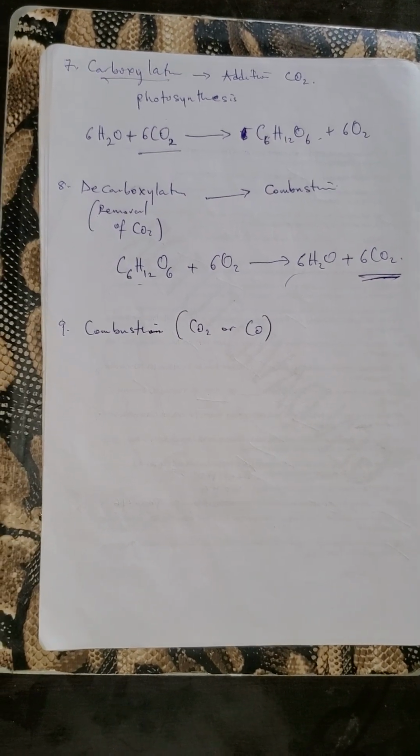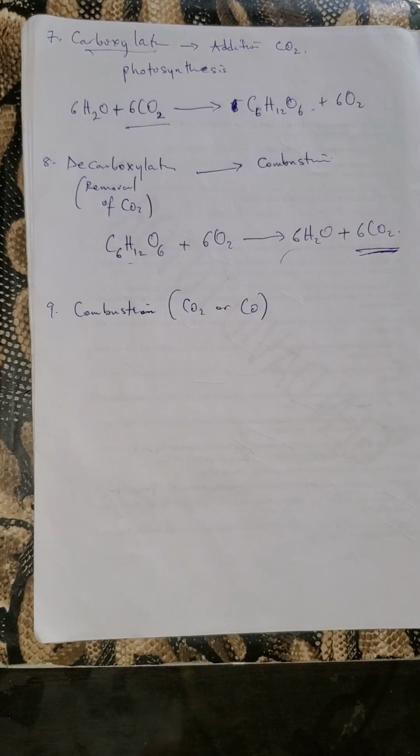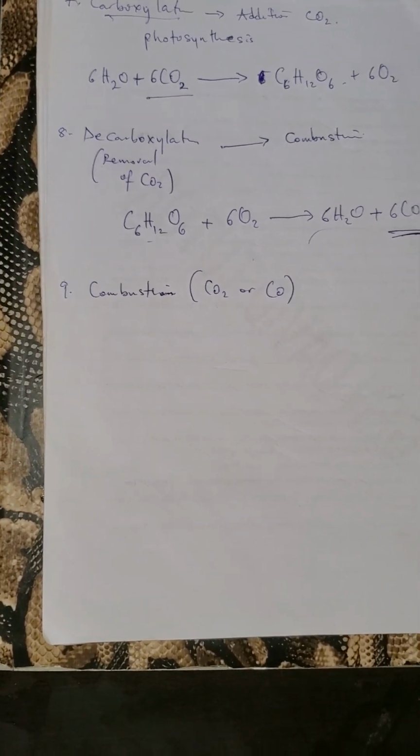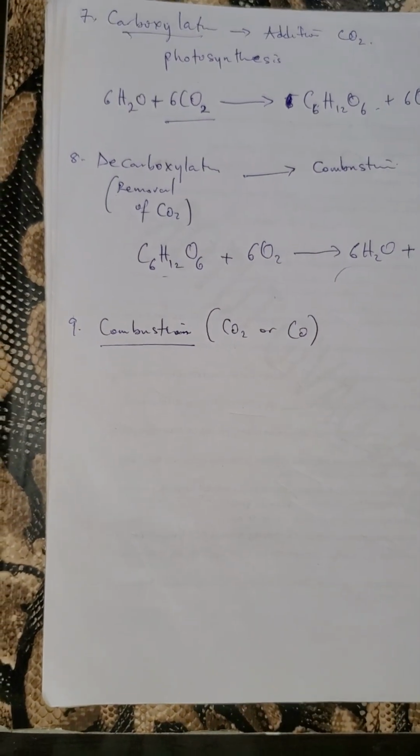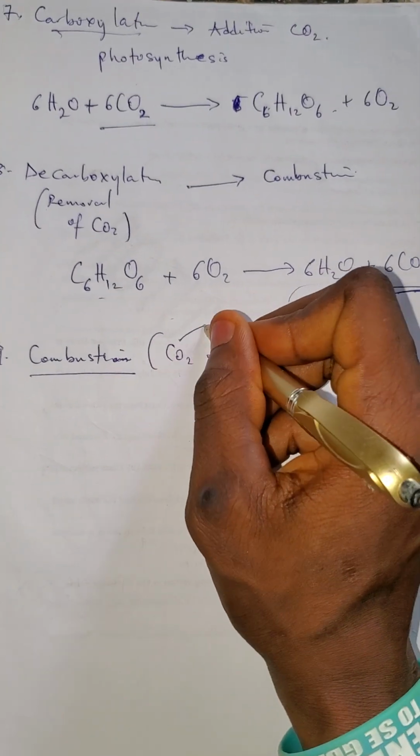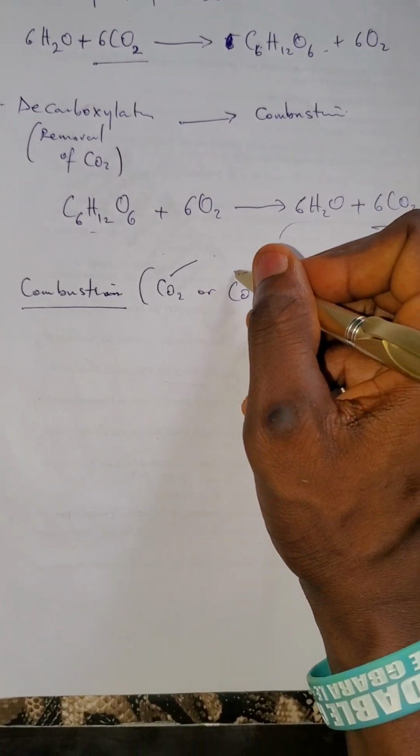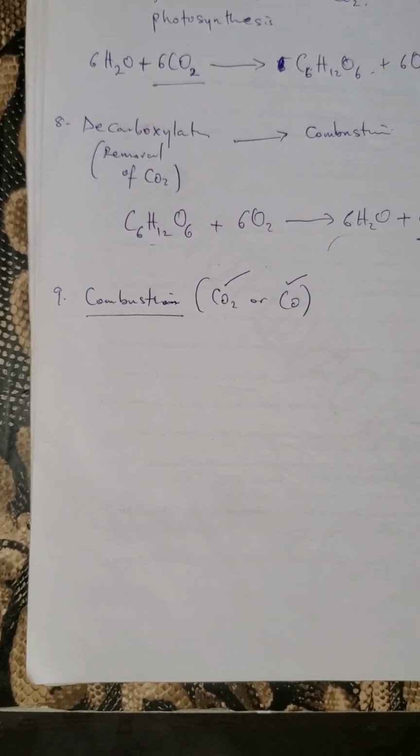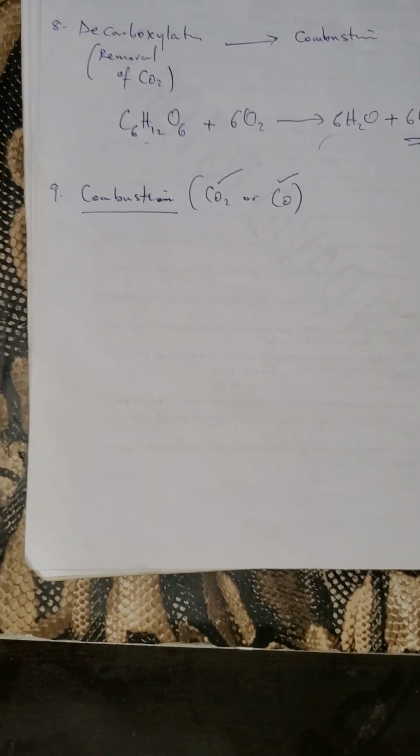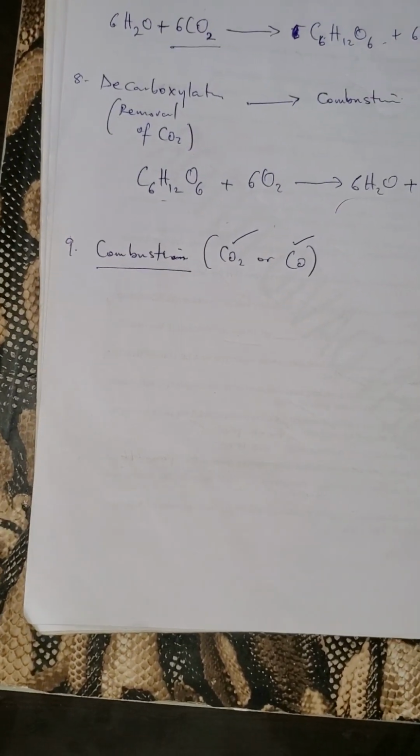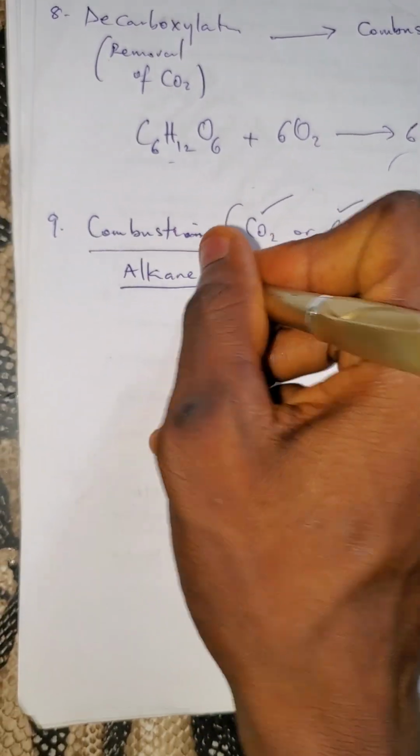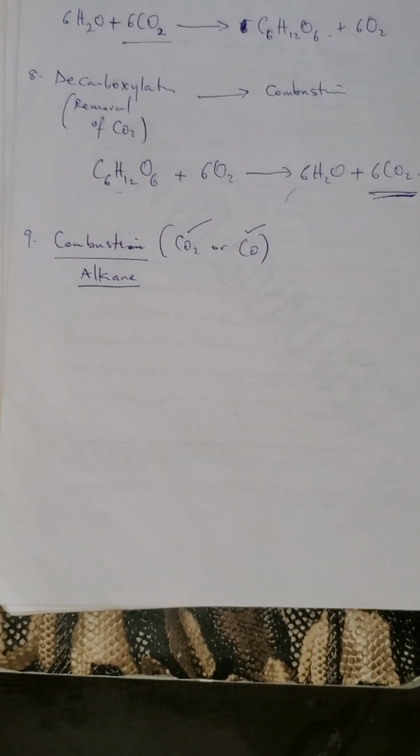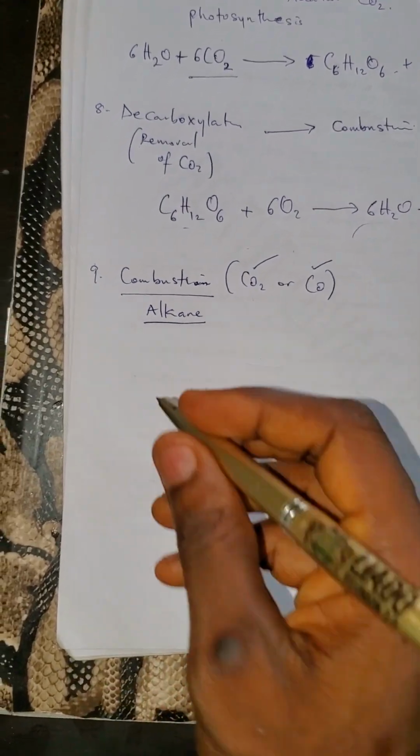Now let's talk about combustion. Combustion, I told you, is the burning of organic compounds in the presence of air to give us either carbon dioxide or carbon monoxide. Now I'm going to give you some equations under combustion. This will help you whenever you are asked to balance any reactions, maybe under alkane or alkene.